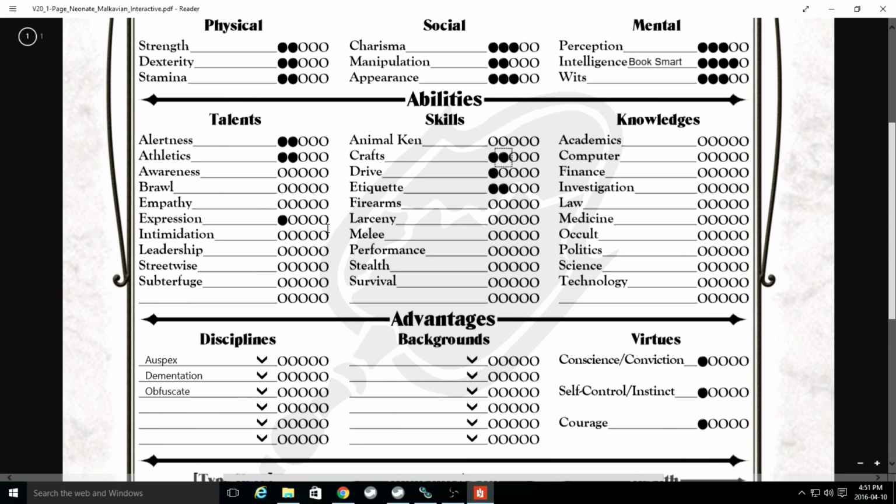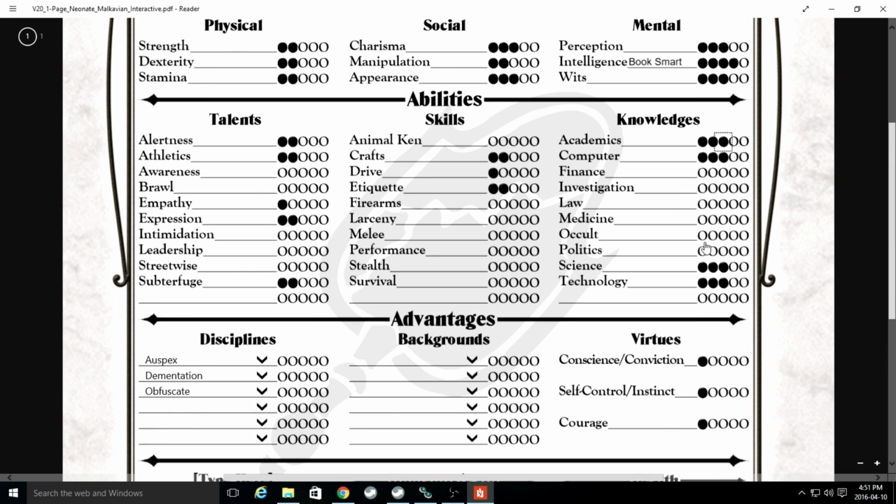So one of these needs 4 more. It'll probably be this one, so we'll bump that up to 2. We'll bump subterfuge up to 2. And we'll give him an empathy of 1. There we go, 9. So here we're going to go definitely computers for 3. We're going to go science of 3 and technology of 3. That's 9. Academics of 3.